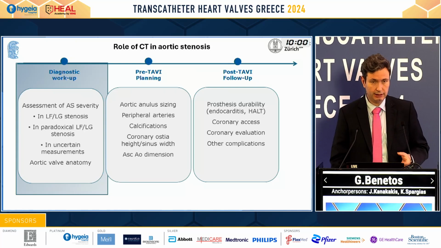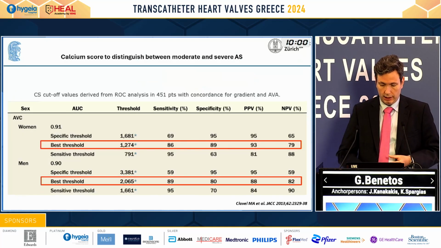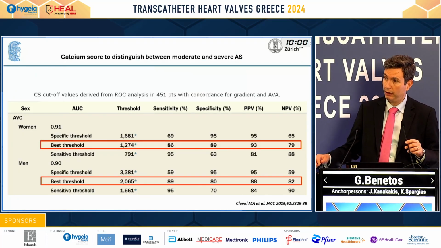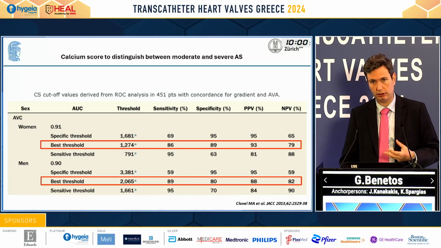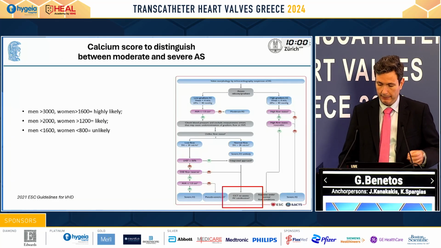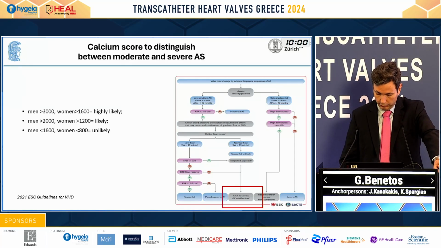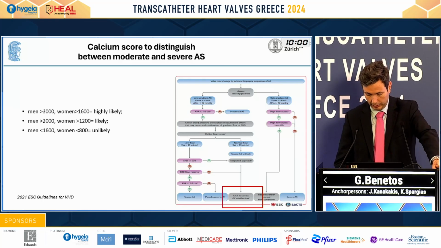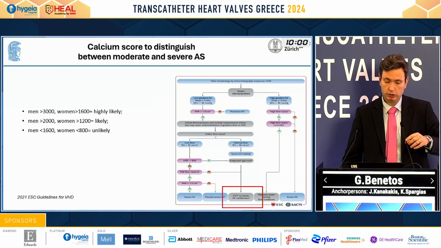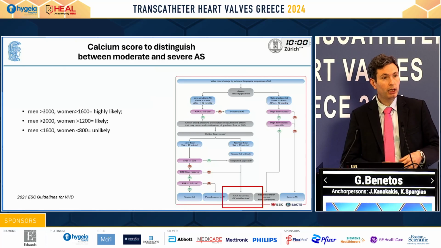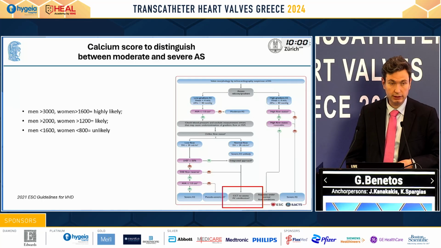This is the outline of my presentation. Some aspects regarding the role of CT in the diagnostic workup have already been mentioned by the previous speaker. I would like to emphasize the role of calcium score in cases of aortic stenosis where the severity is not certain. These are the cases with low flow, low gradient with normal ejection fraction, or with reduced ejection fraction but without stroke volume reserve in stress echo.